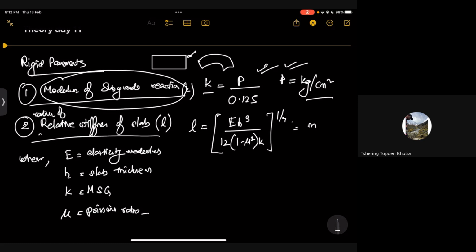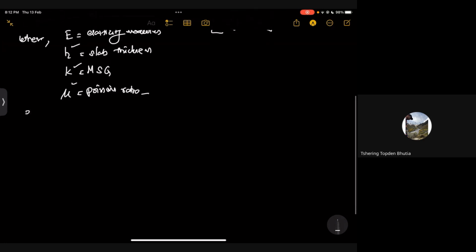ओके, यति एउटा particular length चाहिँ stiff छ भनेर देखाउन खोजेको. Where E is the elasticity modulus, H is the slab thickness, K is the modulus of subgrade reaction, mu is the Poisson's ratio. Okay, this is the second terminology. Let's move to the third one.